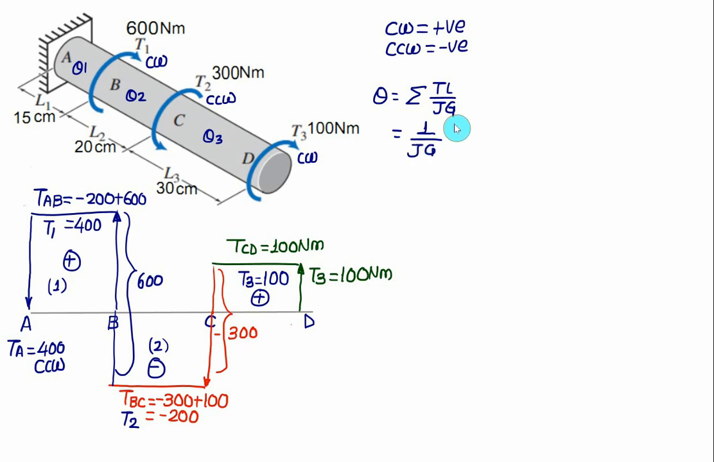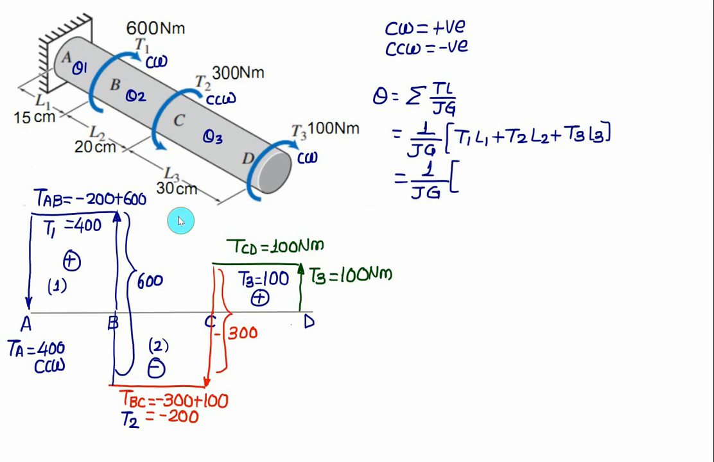What is left is T1 L1. So we have T1 and L1, plus T2 L2 plus T3 L3. T2 you have to take as a negative value. So we have 1 upon JG.